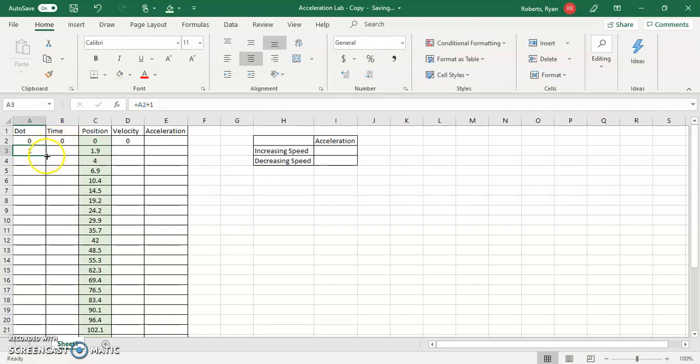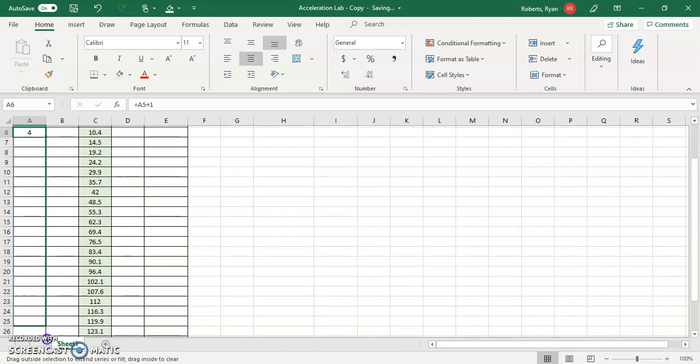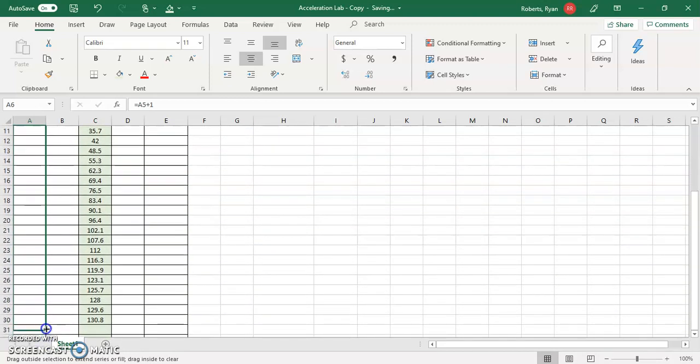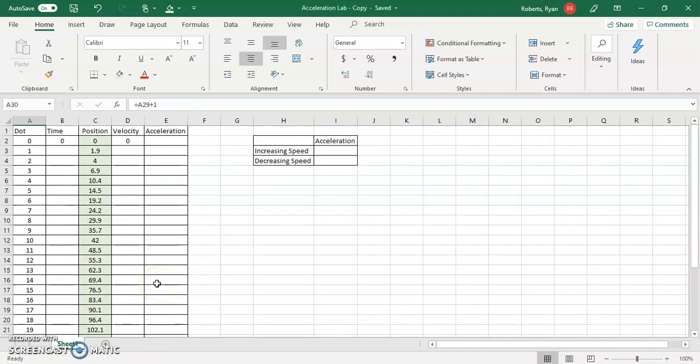Now we see this little plus sign in the lower right-hand corner of cell A3, where the cursor changes. You can click and drag that down. Now it auto-filled in 2, 3, and 4. I'm going to click and drag all the way down to fill in for just my position values, up until there. It looks like I have 28 data points here, well, 29 including the 0.